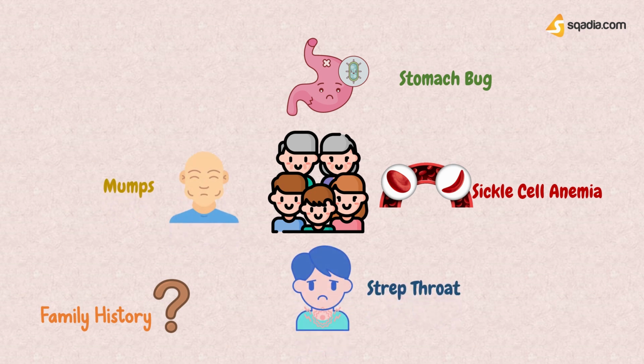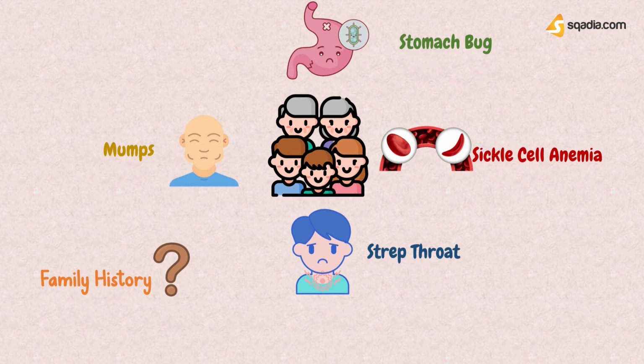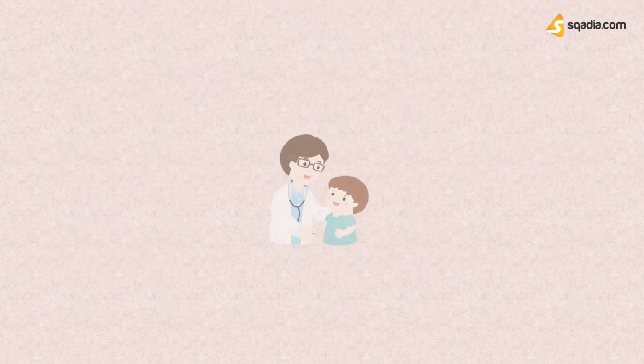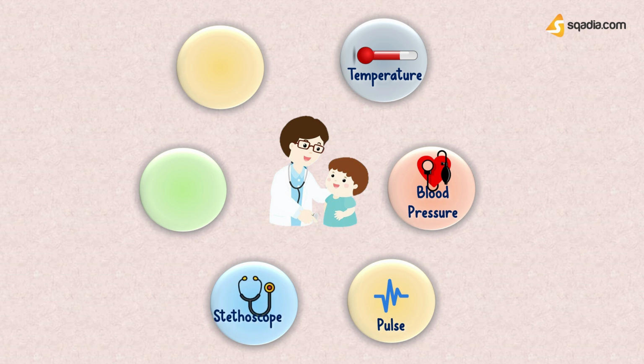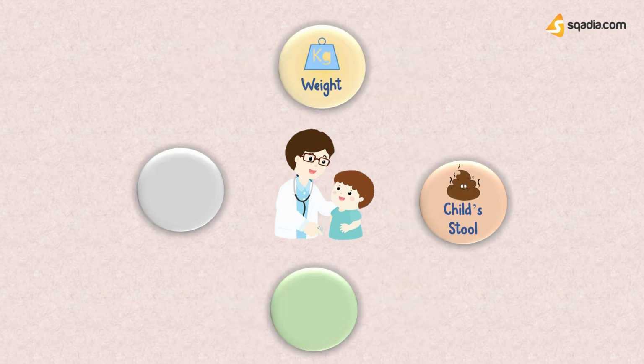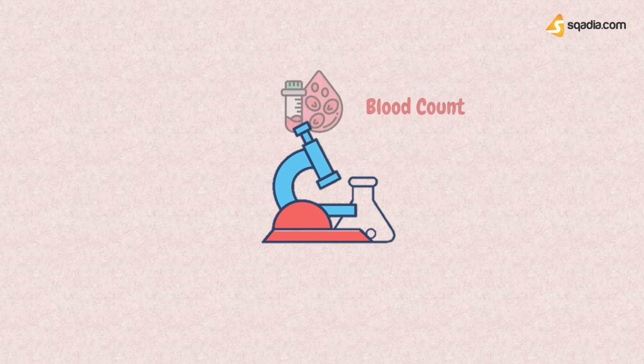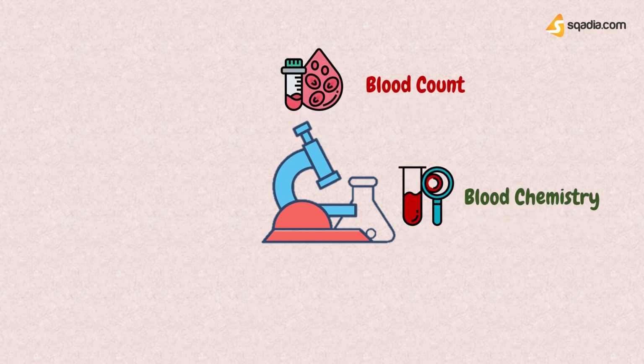Now you have to examine the patient. Well, this physical examination includes checking temperature, blood pressure, pulse, checking the child's abdomen with a stethoscope, pushing the child's abdomen, listening to the child's abdomen, weight, testing the child's stool for blood, thorough skin examination, tests of the child's hip joint for pain. You may do blood tests including blood count, blood chemistry, and liver function tests.